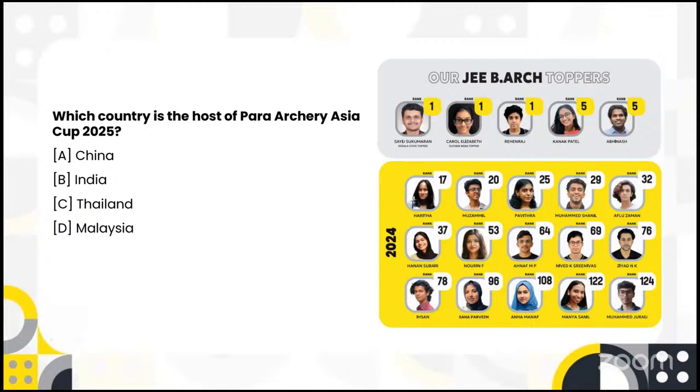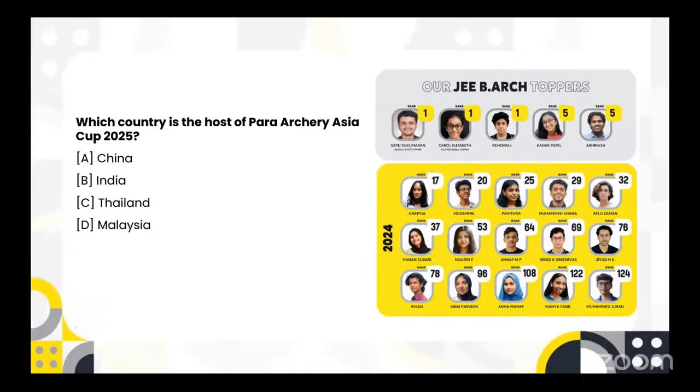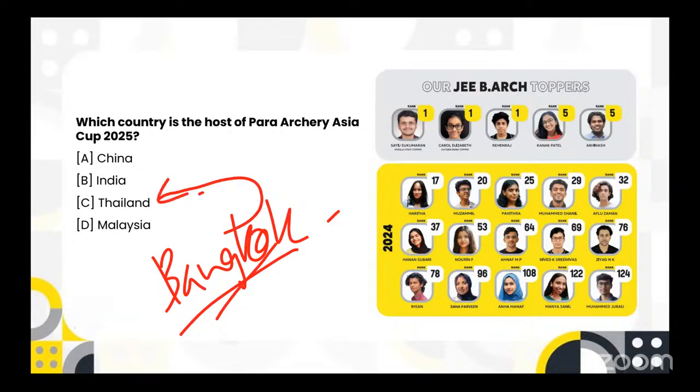So recently, during this tournament, the Indian para archery team had won 6 gold medals. It's a very amazing achievement. Even India is at the top of the medal tally with 12 medals, including 6 gold. So this happened in Bangkok, and Bangkok is the capital of Thailand. So Thailand is the correct option.